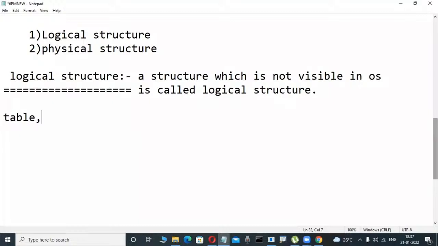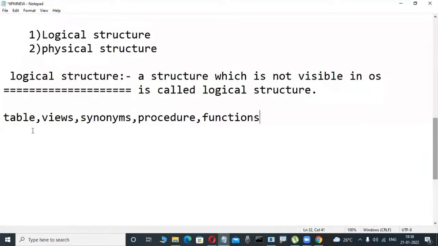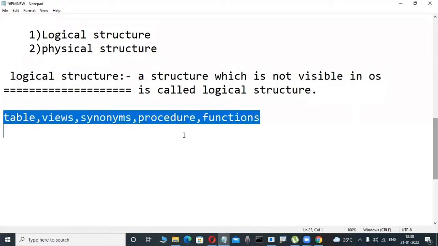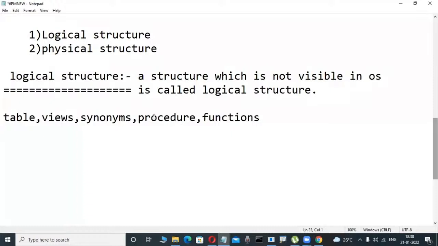MySQL also has tables. Views are there, synonyms are there, indexes are there. These are all database objects. So many things are there: procedures, functions, triggers, packages. These are all logical structure, which is not visible in the operating system. Whatever objects we are learning in the course are not visible in the operating system.